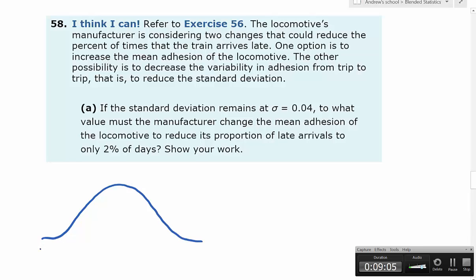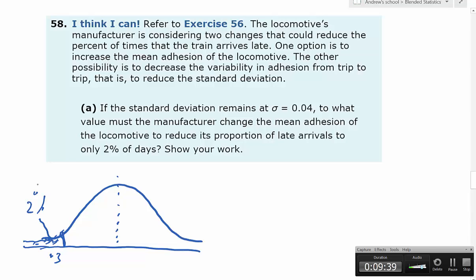Well, right now we know that if it's greater than 0.5, it's arriving too early. If it's greater than 0.3, it's arriving on time. So the probability of arriving too late must be the probability that the adhesion is less than 0.3. So the first question asks, what would we have to change the mean to have this bottom tail only 2%?